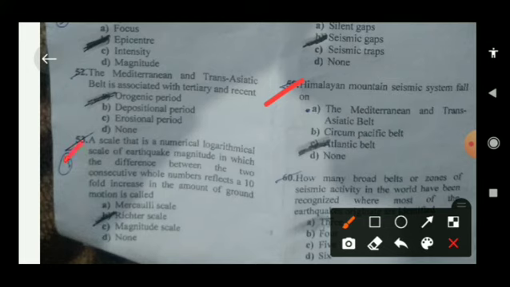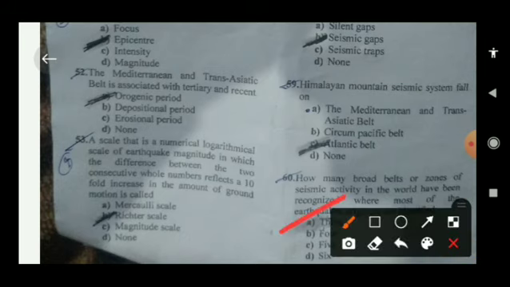Next question is, a scale that is a numerical logarithmical scale of earthquake magnitude in which the difference between the two consecutive whole numbers reflects a 10-fold increase in the amount of ground motion is called. The right option is Richter scale. Next question, or we can say the last question, is, how many broad belts or zones of seismic activity in the world have been recognized where most of the earthquakes originate or identified? The right option is option A, that is 3.